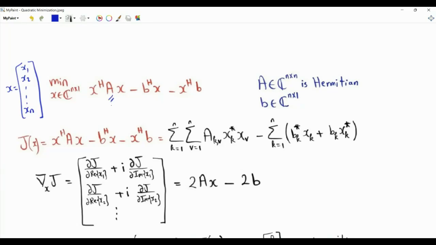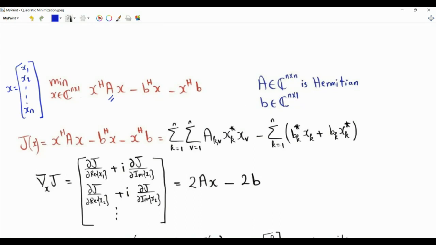Matrix A is given, and it is a Hermitian matrix. We will solve for a general matrix A, so it is not necessarily positive definite. So we'll take all possibilities into account. It is just a Hermitian matrix. And then we have the n-dimensional vector B, which is given.